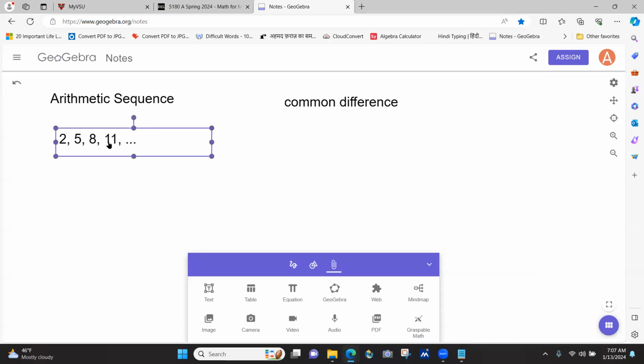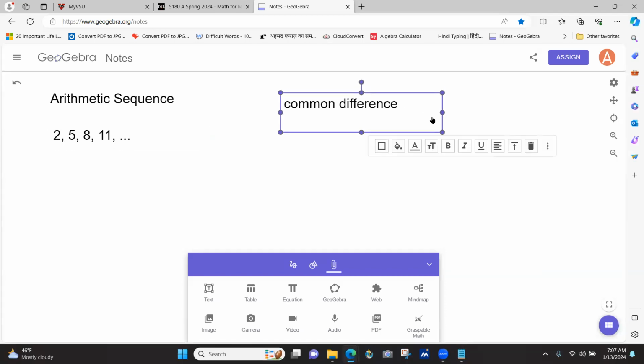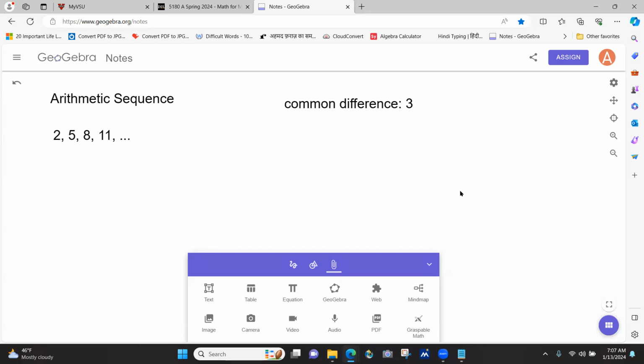The common difference for this arithmetic sequence is 5 minus 2, which is 3, 8 minus 5, which is also 3, 11 minus 8 is also 3. So the next term, which is not listed here, will be 11 plus 3 or 14. So that's the basic definition of an arithmetic sequence. Of course, the common difference could be -2, but we're not going to get into it, and it won't hurt anything. We can just deal with it when we encounter it. Don't worry about it. So this is called an arithmetic sequence.